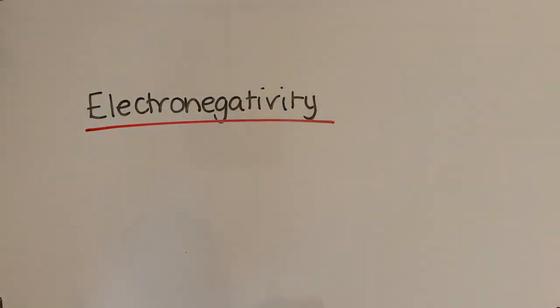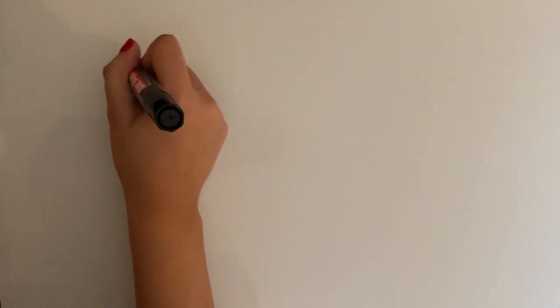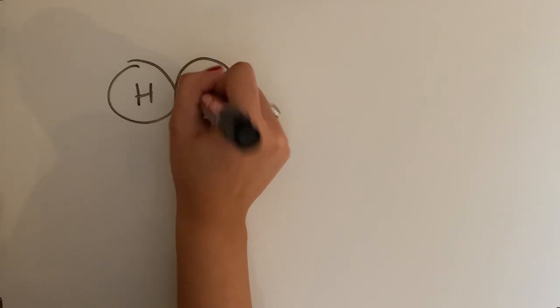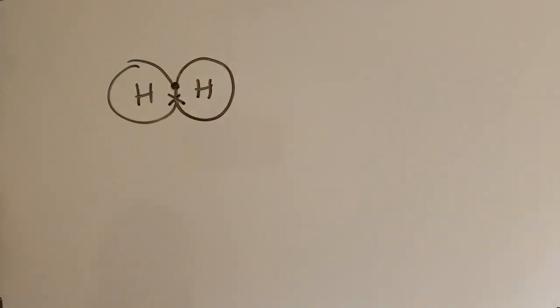In this video, we are now going to have a look at the concept of electronegativity. So in order to understand what electronegativity is, let's just have a look at a covalent molecule. I'm just going to choose hydrogen and its shared pair of electrons in there. So over here we have an H2 molecule and we have one covalent bond between them because we have a shared pair of electrons there.